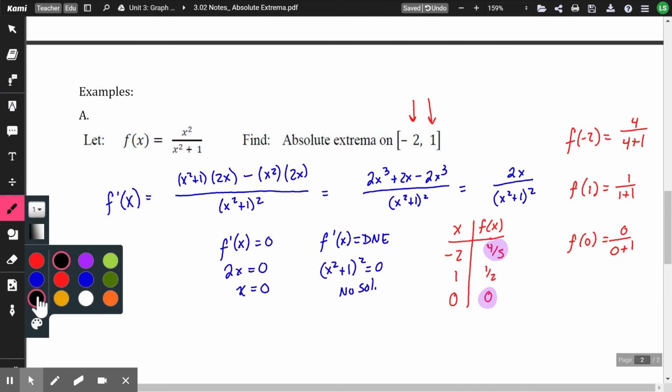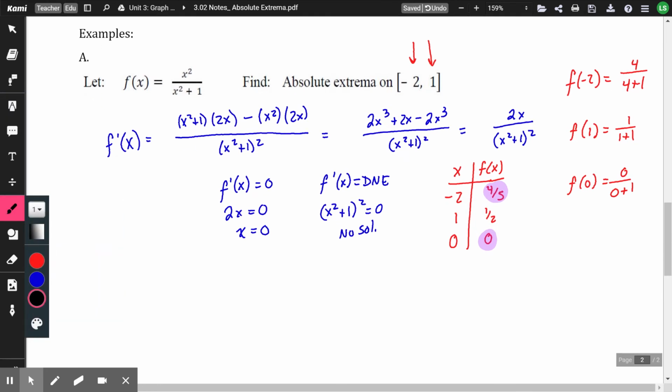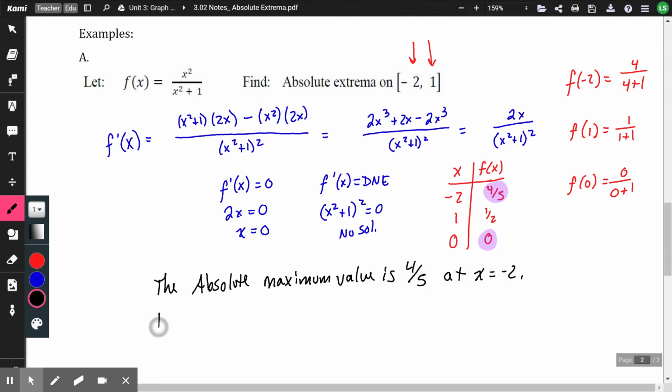So we're going to report back these results. The absolute maximum value is 4/5 at x equals -2. The absolute minimum value is 0 at x equals 0. And that's how we will report back our results.